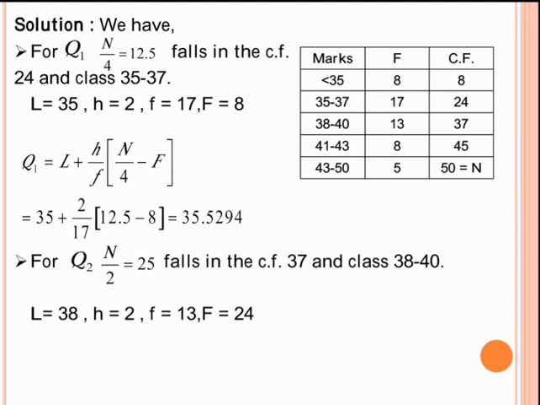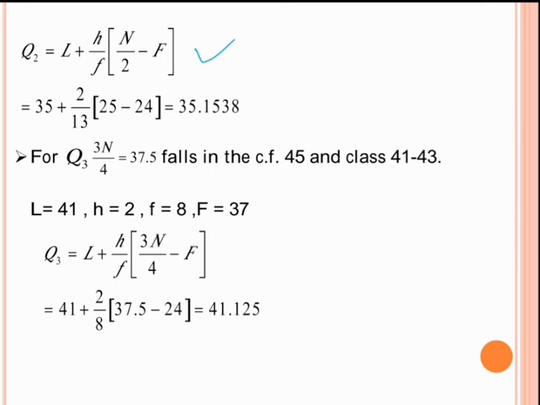Now 25 comes after 24, that is it comes in the range of 38 to 40. So here small f will be 13 and capital F will be 24. So small f is 13, capital F is 24, capital L will be 38 and H is 2. We'll put this in the formula of Q2. On simplifying this, you get your answer as 35.1538.